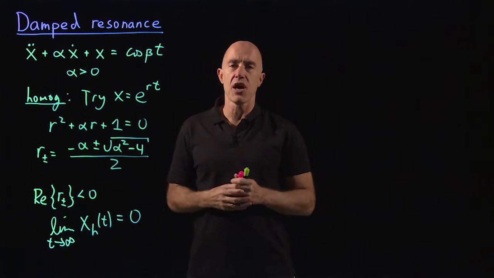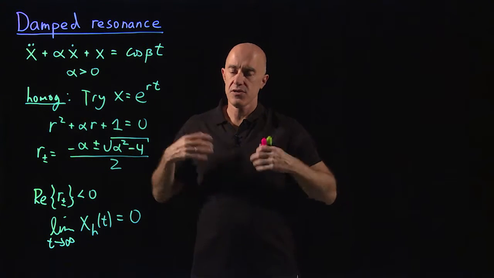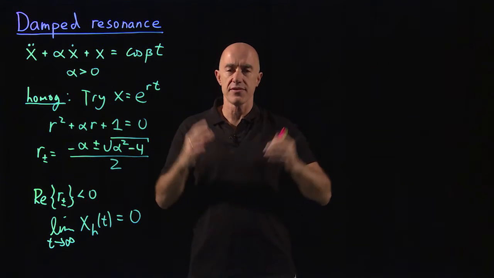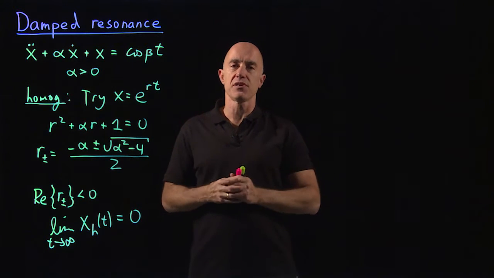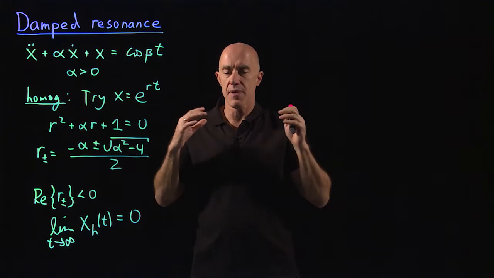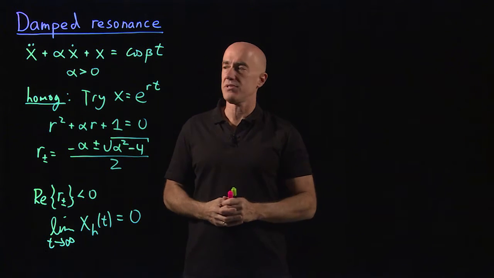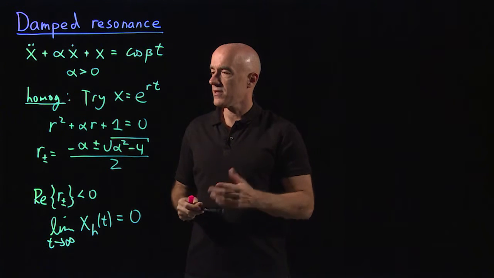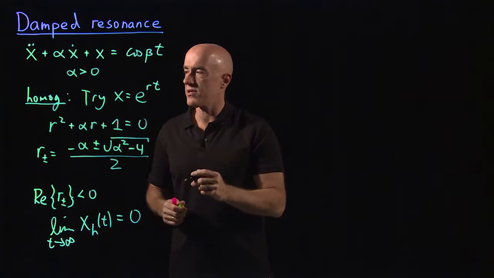The child can start any way she wants. She can run and start moving. But however she starts, eventually her motion is going to be completely determined by the way her father pushes her. That's the particular solution. So let's find the particular solution.